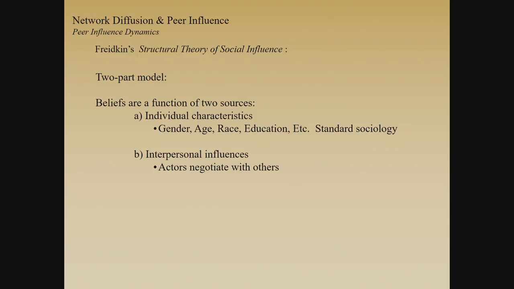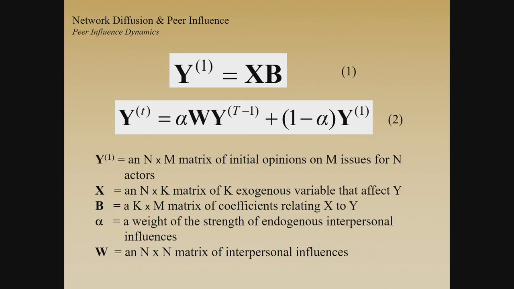So the foundational model for these kinds of features is from Noah Friedkin, and there's a great book called The Structural Theory of Social Influence. The model is really of two parts. There's an individual characteristic model, right? So I have a behavior that is a function of being a man or white or being educated or not. And then there's an interpersonal influence function.